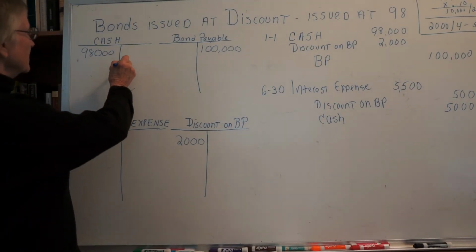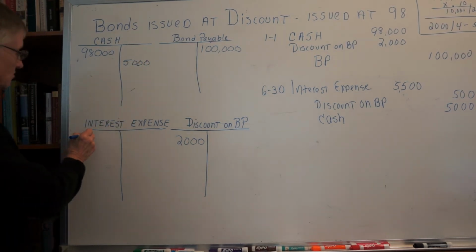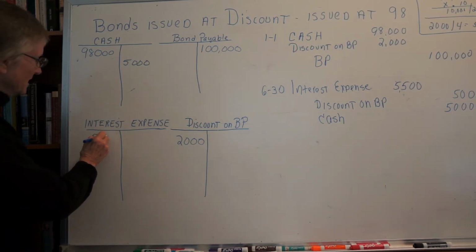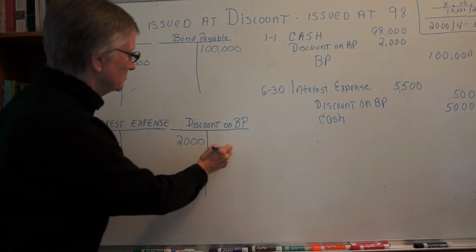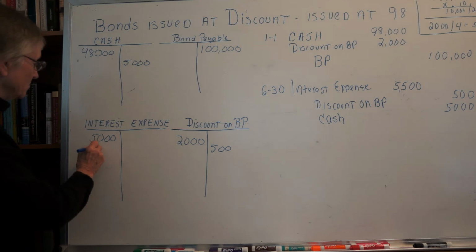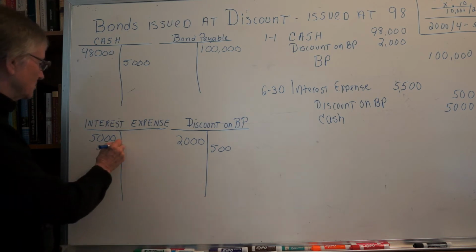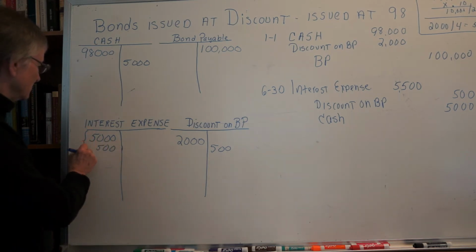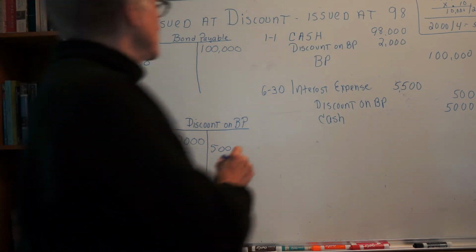Okay, we paid out the cash. This is our first interest payment. Our interest expense is going to be made up of that cash, but it's also going to be made up of, in addition, the amount of the discount we amortized. Whoop! Got carried away there. So our first interest expense is the 5,500.